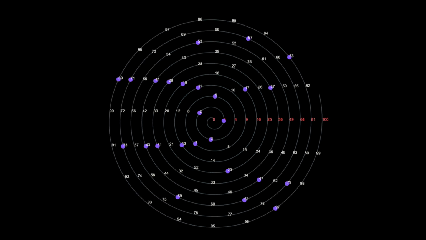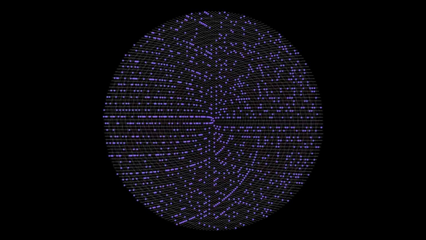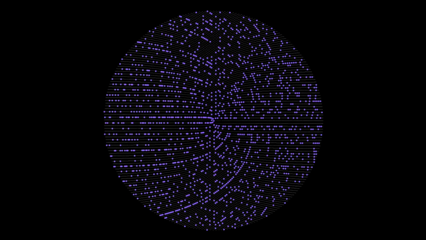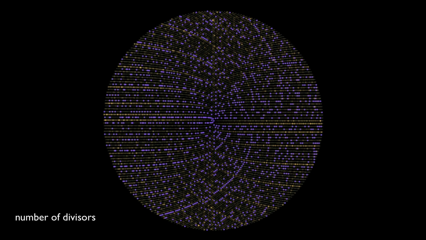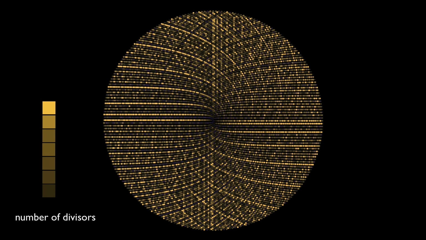In the Sachs spiral, prime numbers tend to lie along curves that sweep leftward. Analogous to the divisor function, which counts the number of divisors of each number, the Sachs spiral can show these values using color, as shown here.